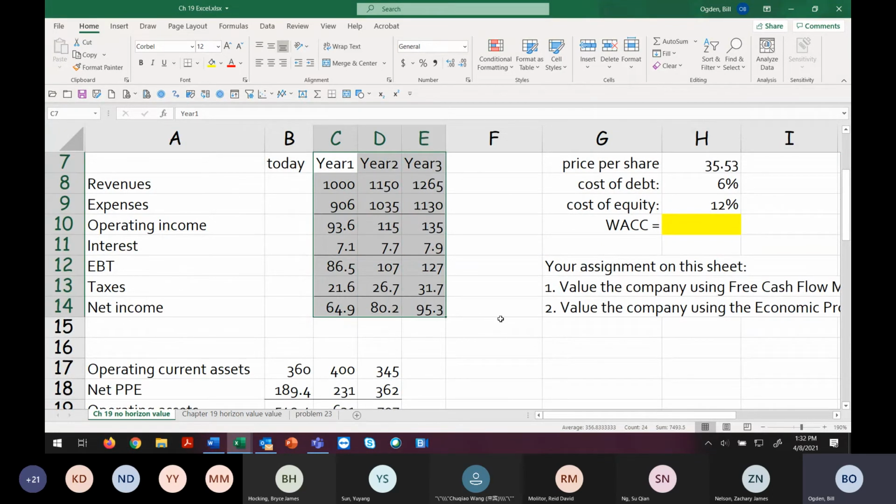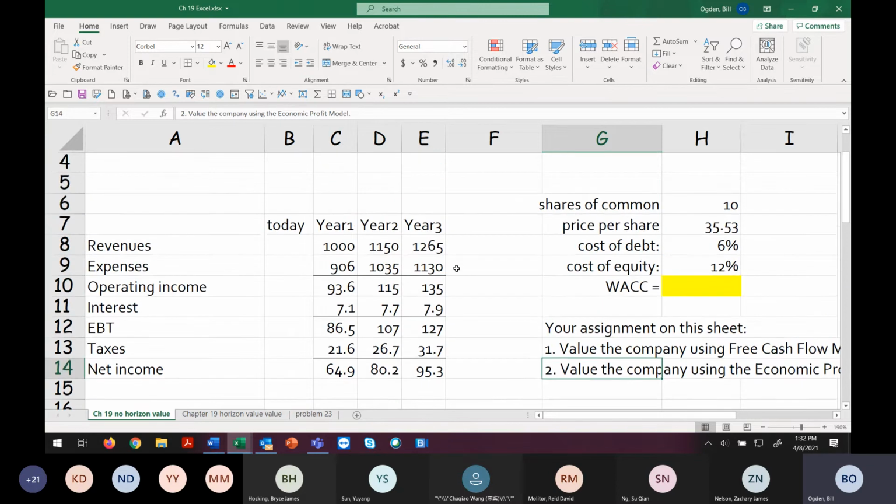Now, what I want you to be able to do is the free cash flow model, and then you're going to use the economic profit model. I want you to get exactly the same number, all right? You can say I'm being a tad anal, and that's probably right, but I want you to get the exact same. So we're not going to use these copied values. So let's do this if we could.